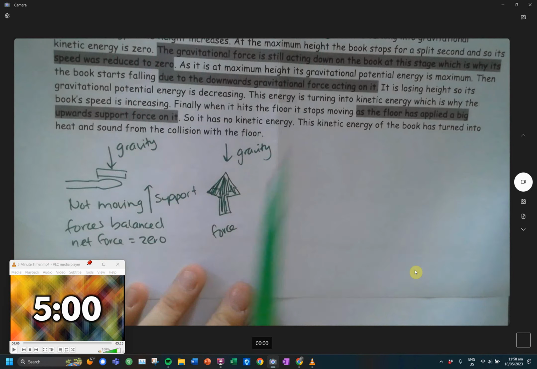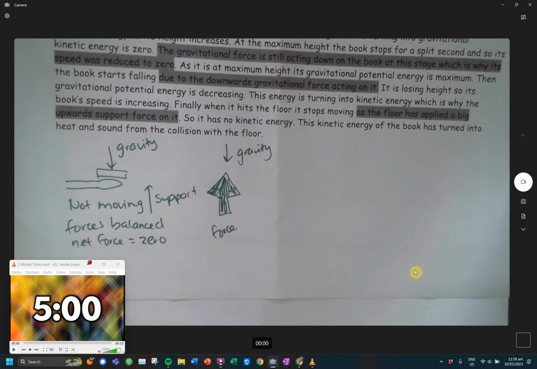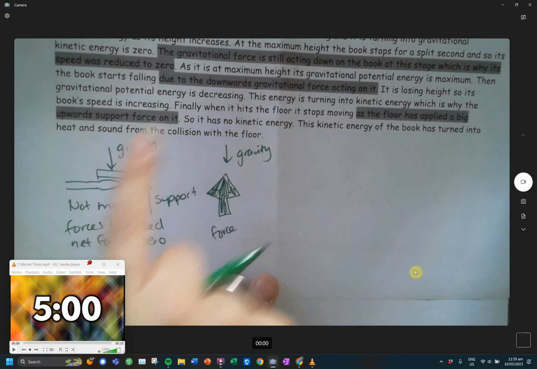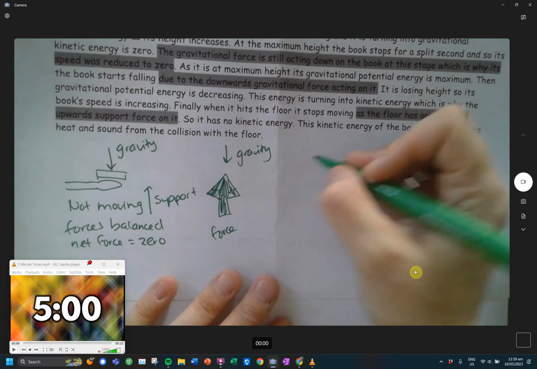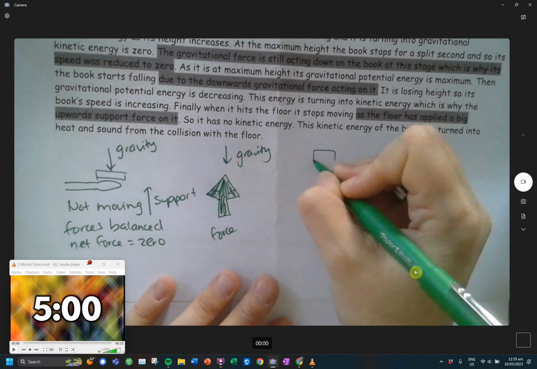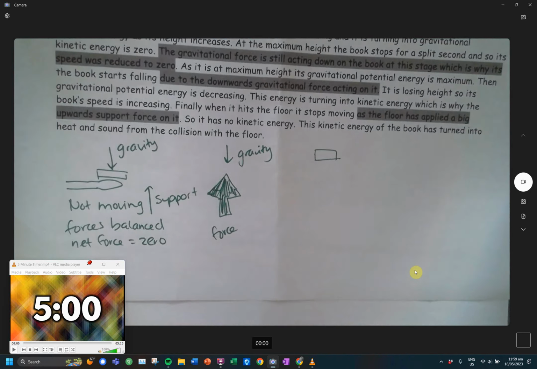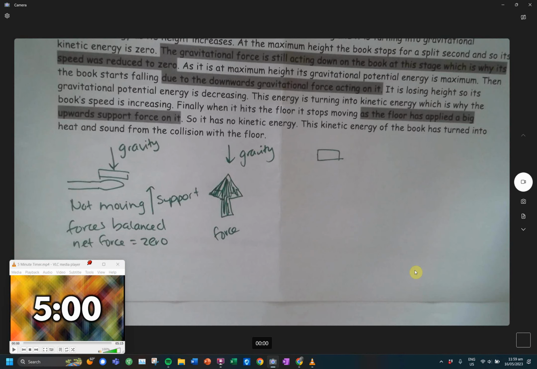Once it leaves the hand, it starts to slow down. So when I don't have my hand pushing it, I don't have that support force anymore that's continuously pushing it up. Eventually I get to the stage where my book reaches the maximum height. So I've used up all my support push force.